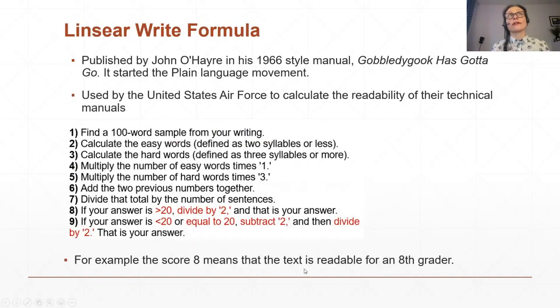There is also a Linsear Write formula. It's also similar to the ones I was talking about. What is interesting is that it started the plain language movement, and it was used by the United States Air Force to calculate the readability of their technical manuals. So it might be useful, maybe, for technical communication.